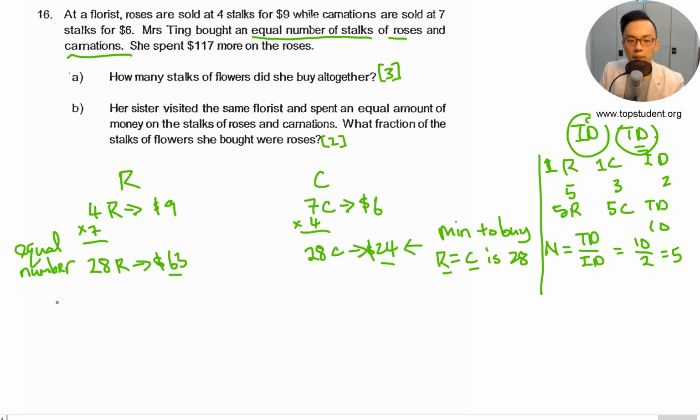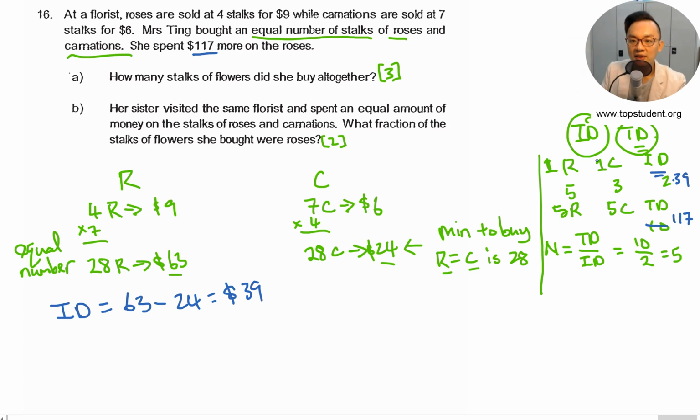So therefore, my individual difference, which is the minimum that I can buy, is $63 minus $24, which is $39. Okay, so the minimum I can buy is 28 roses and 28 carnations, and the difference in price between them is $39. So I spent $117 more on the roses. So over here, my individual difference, instead of 2, becomes 39, and my total difference, instead of 10, becomes 117.